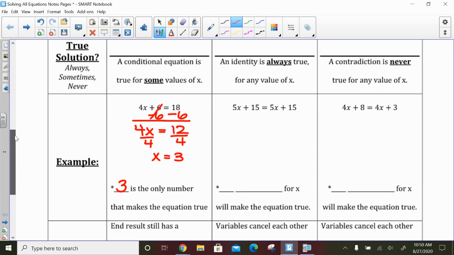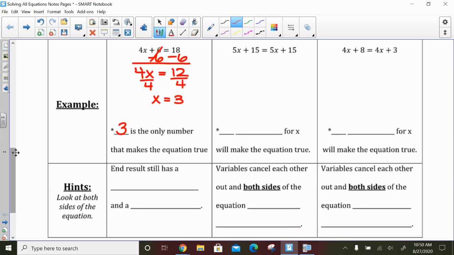So the end result, when you solve an equation, you know it has one solution if your end result has a variable on one side of the equation and a number on the other side. If you're left with a variable and a number, you have one solution.